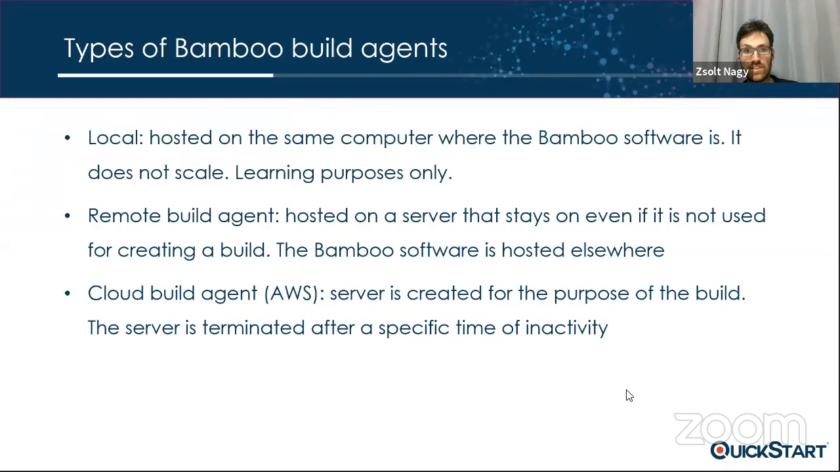Cloud build agent: you spin up a server, and that server is created for the purpose of the build. Once the build and the associated other tasks that can be automated are terminated with success or failure, you just shut down the server and that's it. Basically, you don't waste resources and you don't pay for these resources either, because you're not using them for any purpose. So these are the 3 build agents.